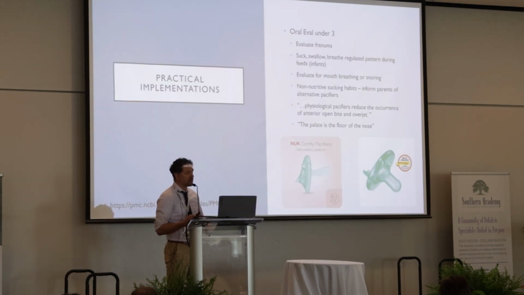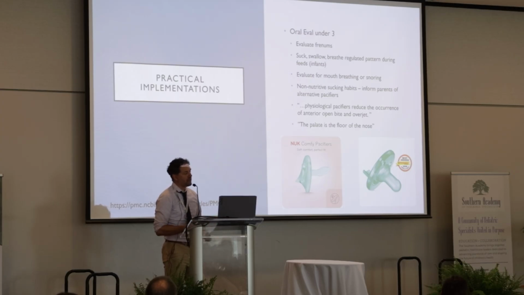So here's the practical implementation. If you slept through the rest of this, this is where you want to focus. For my oral evals under 3, I'm looking at frenums. If they're an infant coming in for a tongue or lip tie, the airway for me kind of slides in with that suck, swallow, breathe regulated breathing pattern. Sometimes the mothers will come in and say, as I'm trying to nurse, I'm noticing the child's getting milk spillage. They're struggling, they're gurgling in between swallowing and trying to take a breath. Those are some of the things I'm going to look at for my infants.